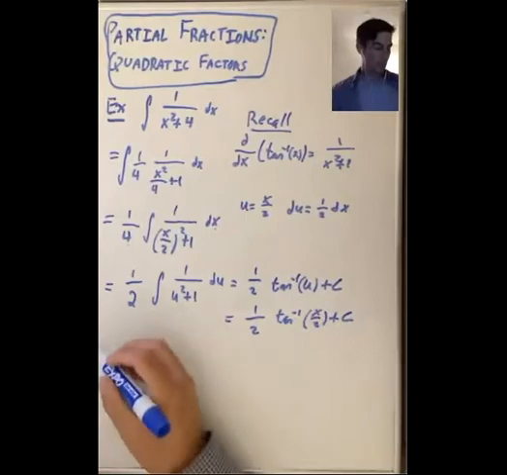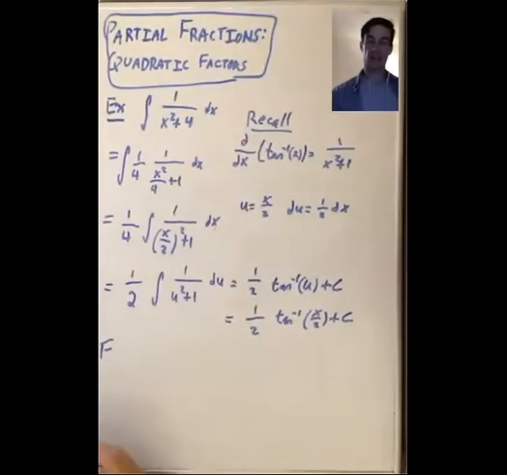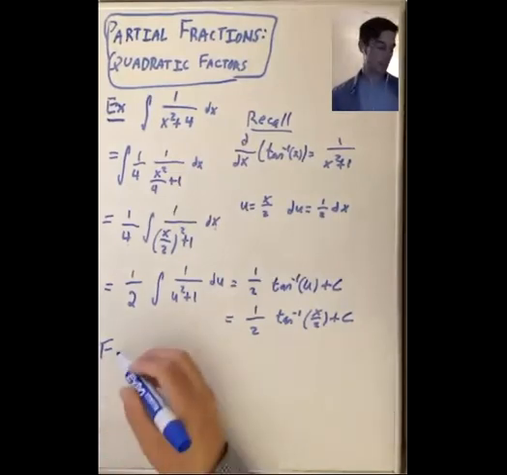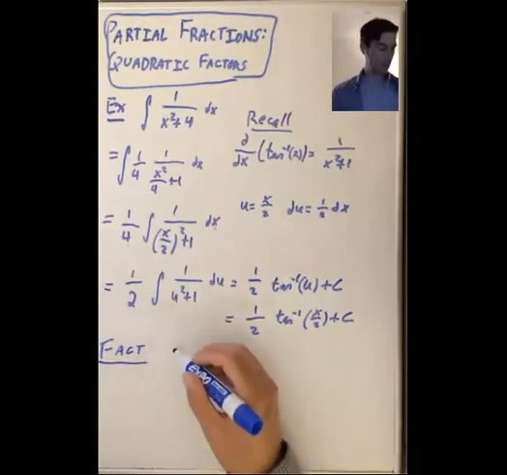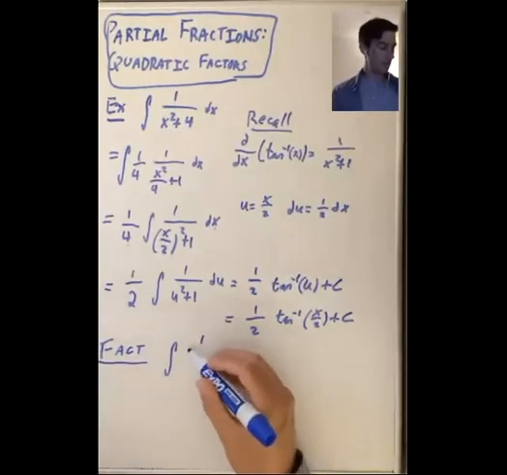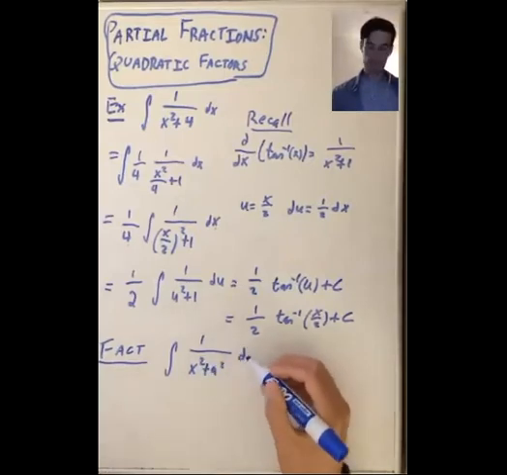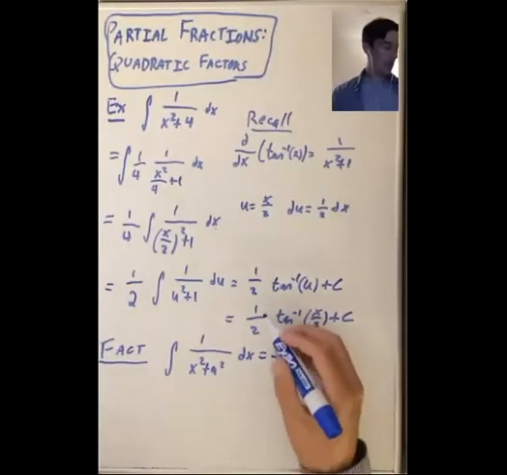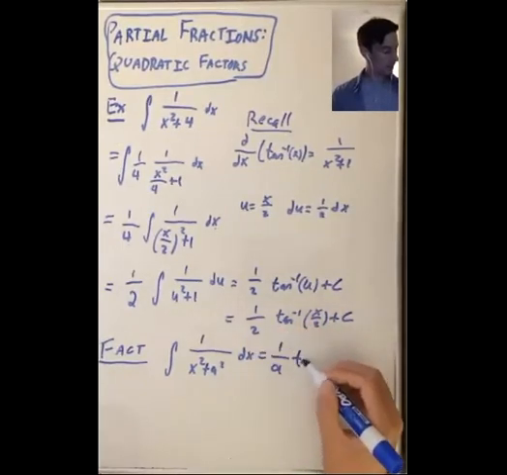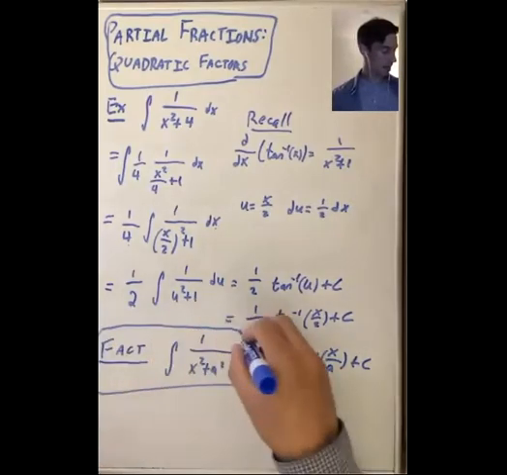Okay, same idea exactly. What if instead of this being x squared plus 4, it was x squared plus 9 or x squared plus 100? Well, I won't go through all of the details here. This isn't something you would have to prove. But if you take the integral of 1 over x squared plus a squared dx, what you get is 1 over a times arctan x over a plus c. So this is a fact that you should know.